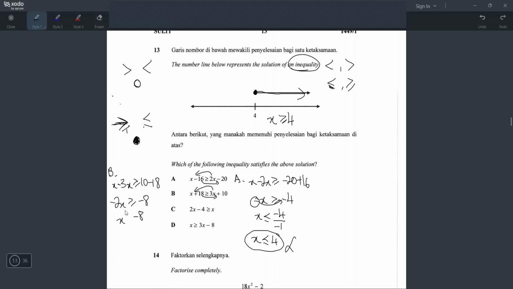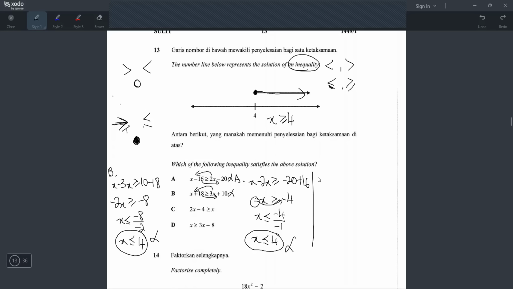So x will be negative 8 divided by negative 2. So x will be 4, right? But what is the symbol in between? Will it be bigger or smaller? It will be smaller, right? Why suddenly bigger change to smaller? Because I divide by negative. So this is the solution for B. Okay, is this same with this one? No. So B is also not the correct answer. So B is wrong, A is wrong.